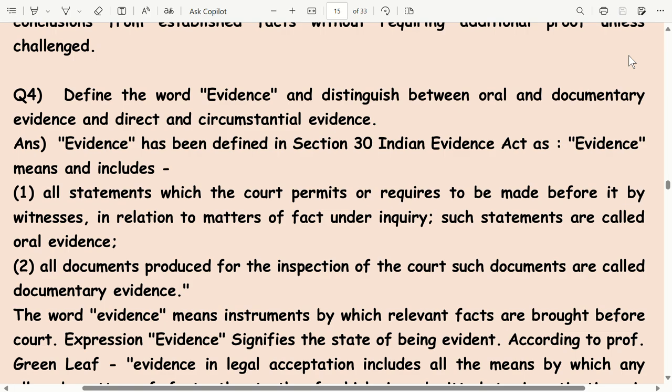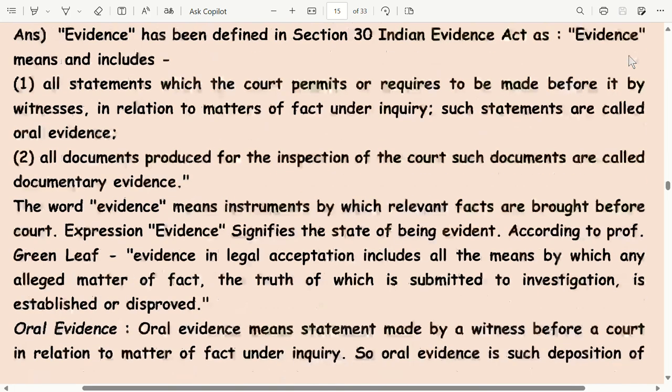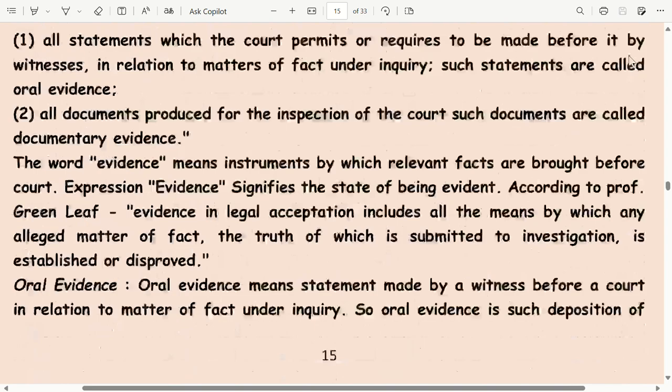The word evidence means instruments by which relevant facts are brought before court. Etymologically, evidence signifies the state of being evident. According to Professor Greenleaf, evidence in legal acceptation includes all the means by which any alleged matter of fact, the truth of which is submitted to investigation, is established or disproved.